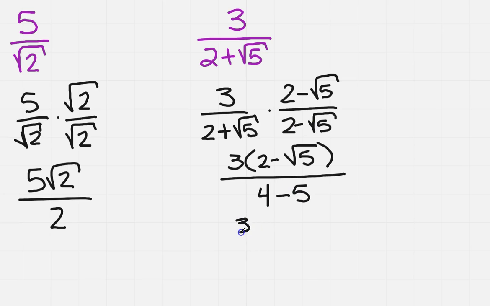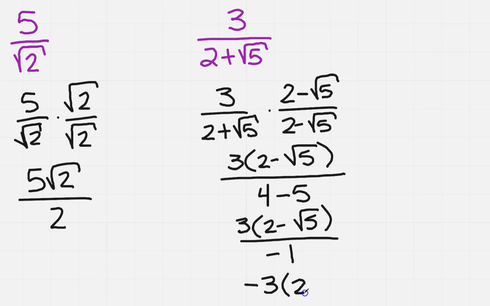Oh no, it looks like I need to simplify some more. So I'm going to leave the top alone, and then 4 minus 5 is negative 1. What we want to do is, since it's over 1, that means it's just the numerator. I'm going to bring that negative sign out in front. So it's going to be minus 3 times 2 minus the square root of 5.